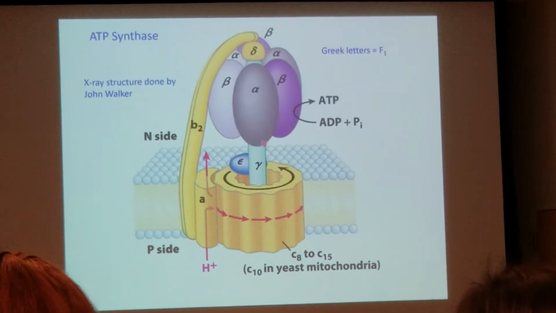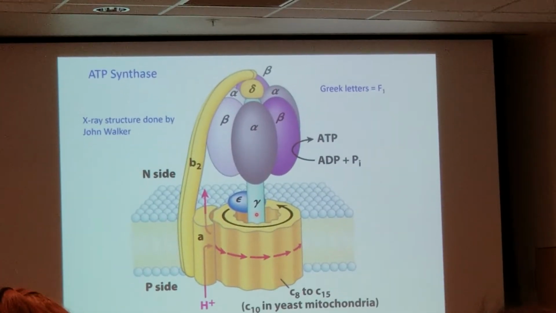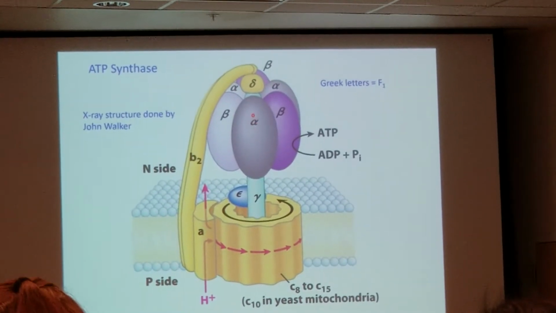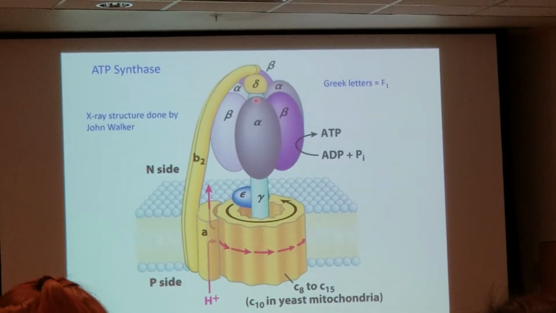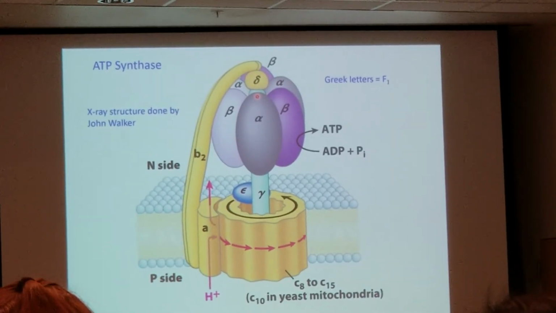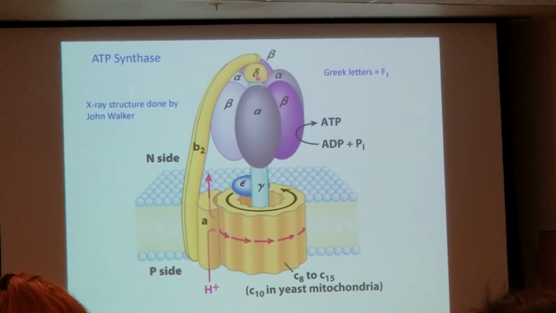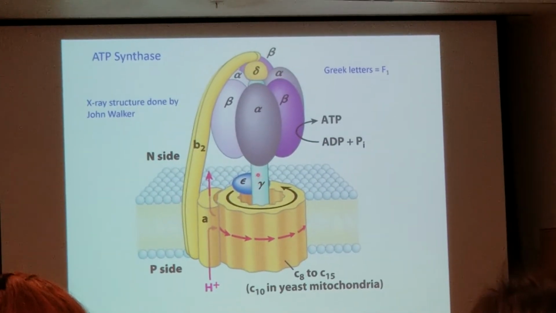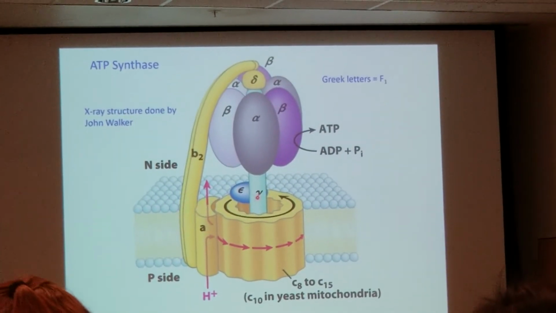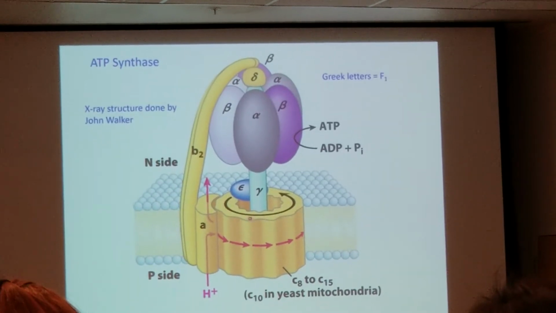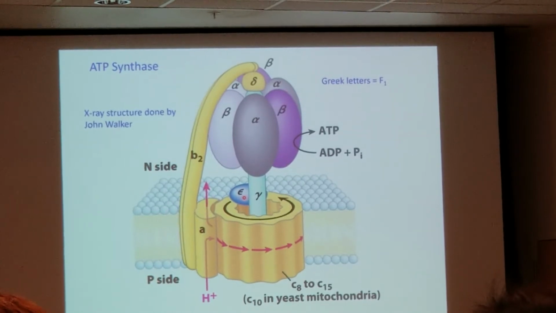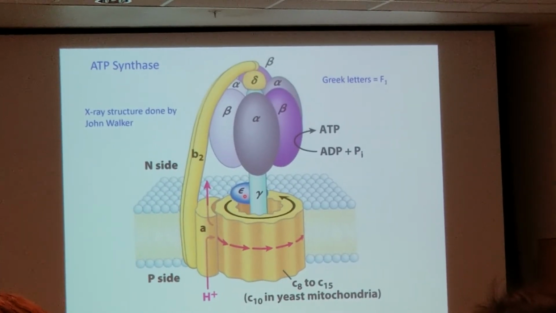Then we have this gamma subunit. The gamma subunit extends all the way up into the interior. It does not bind up here to this delta. And the gamma here is attached to this spinning rotor down here by this protein called epsilon. Okay.